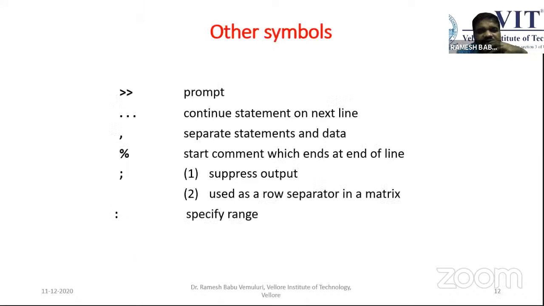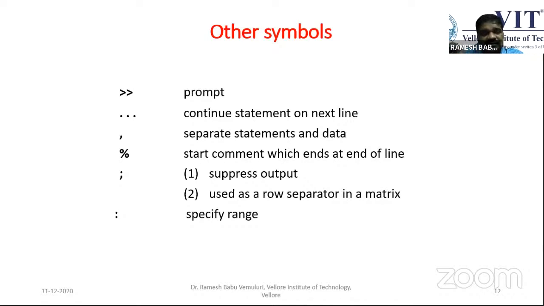So then there is one other symbol also. This is nothing but the prompt. Putting three dots continuously means that the same line will continue in the next line. Let us say if you have a large number of lines, then in that case you can use these three dots at the end of a line, so that the next line will be continuing with that one.